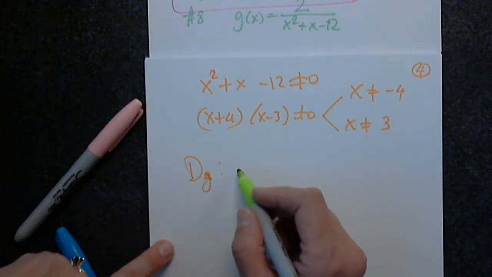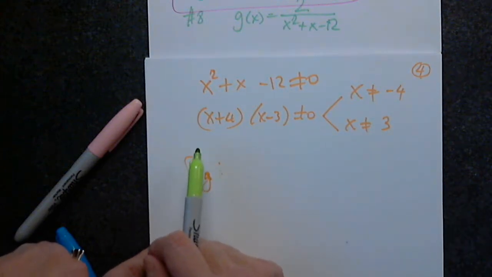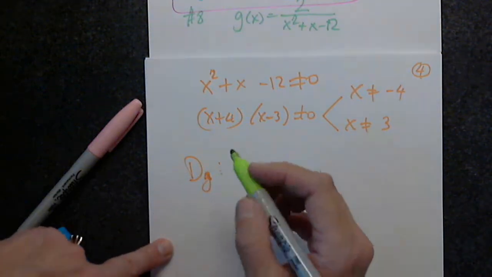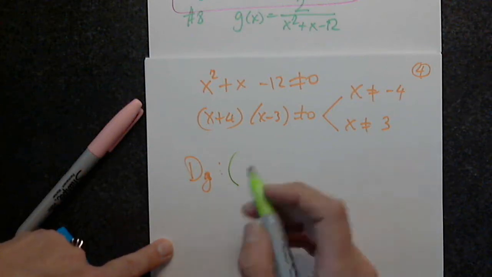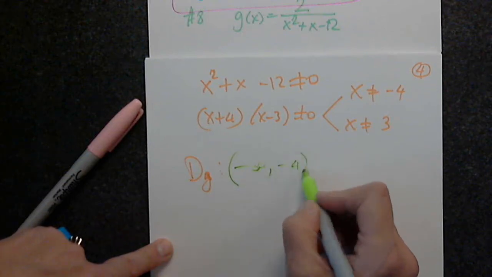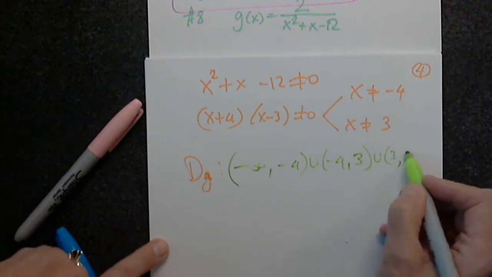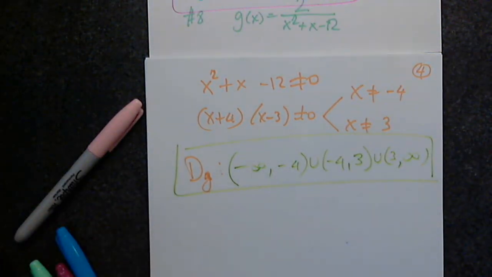Bracket 4. How can I put a bracket since it cannot be negative 4? I cannot put a bracket. A bracket means the negative 4 is included. Yes? Very good. Negative infinity to negative 4, union negative 4 to positive 3, union 3 to infinity. In plain English, everything but negative 4 and 3.